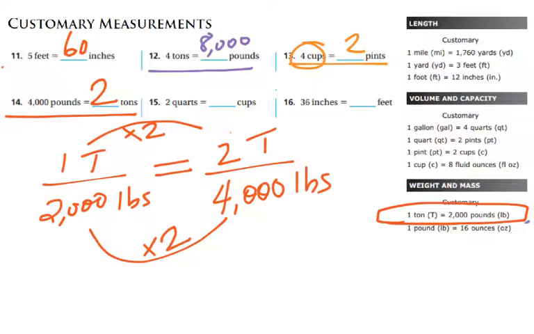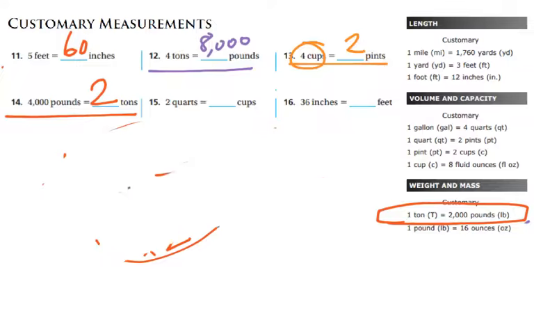Okay? If you chose to do this problem a different way, you would have taken the 4,000 pounds and you would have divided that by 2,000. And that would have also given you 2 tons. Okay, let's look at the next one.